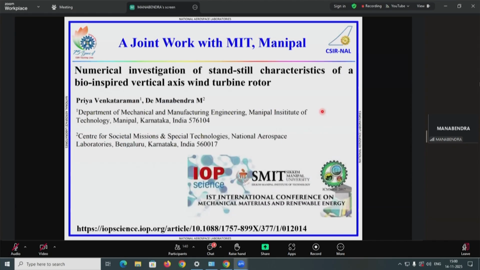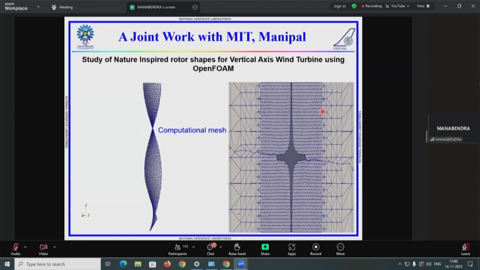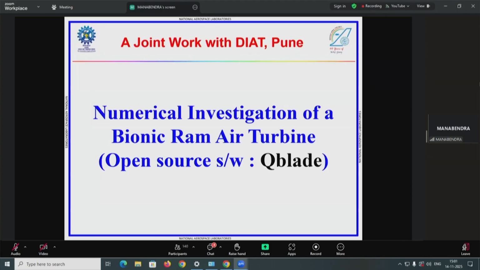The next joint work in this direction, which I had presented during my first presentation almost 1 year back, was with another student from Manipal Institute of Technology in Manipal. This was on understanding the standstill characteristics of the bio-inspired vertical axis wind turbine rotor. Here OpenFOAM was used for the simulations, unlike the previous case where ANSYS was used. The third work was with a student from DIAT, Pune, and he worked on the bionic ram air turbine investigation.